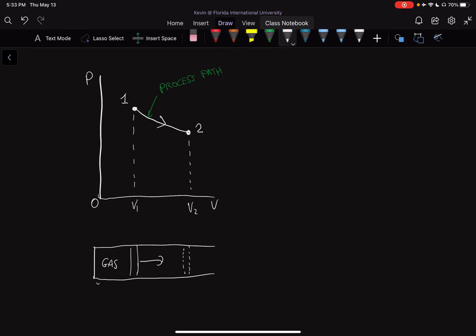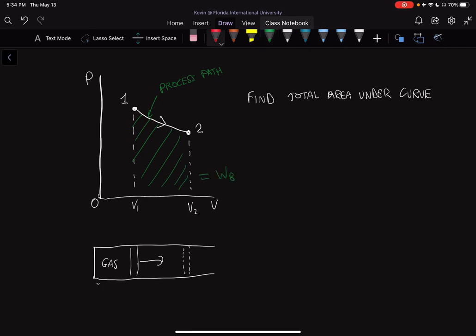Now, if we show the process on a PV diagram, how are we going to solve for the work? Well, the work is going to be an inexact differential. So what we're going to have to do is find the total area under the curve. So finding the total area under the curve, we can say that this total area under this curve is going to be equal to WB.